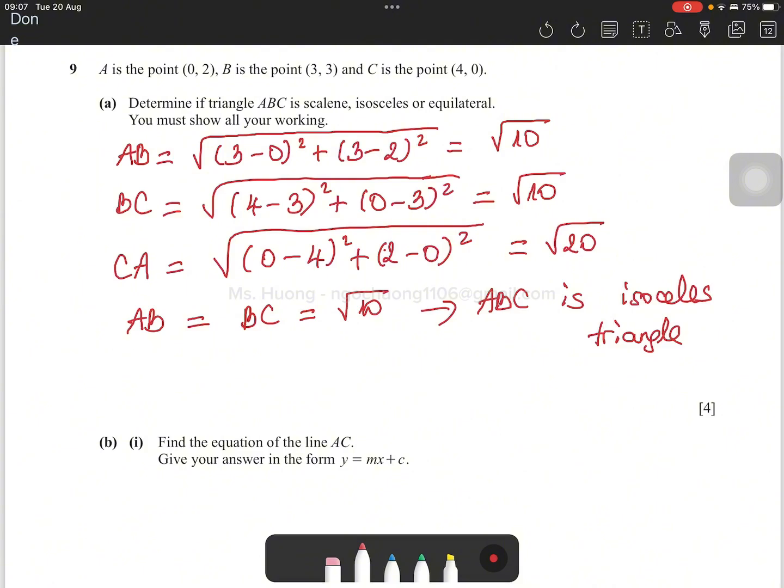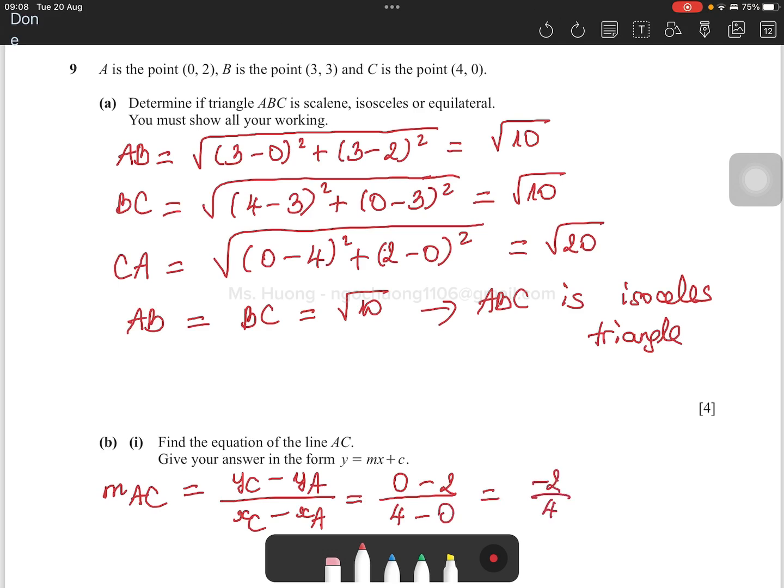B. Find the equation of the line AC. Give your answer in the form y equals mx plus c. To find the equation of the line AC, first we find the gradient of AC. This one is equal to YC minus YA over XC minus XA, the difference in Y over the difference in X. YC is 0, YA is 2, XC is 4, and XA is 0. So this one is negative 2 over 4, which is negative 1/2.